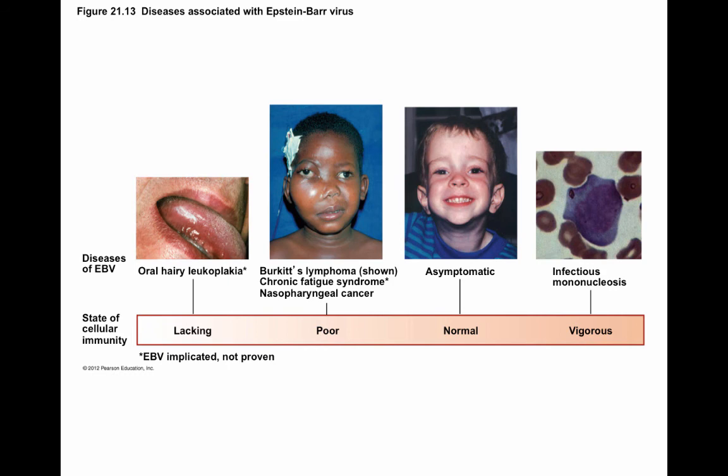There's also the risk of cancers that are associated with Epstein-Barr virus. We don't have a direct link, but we know that Epstein-Barr virus is associated with these types of infections. So it says EBV implicated, not proven. There's also this other situation called oral hairy leukoplakia. This is a darkening and cancerous changes of the tongue. It is a type of nasopharyngeal cancer, and again, EBV is implicated, not proven.